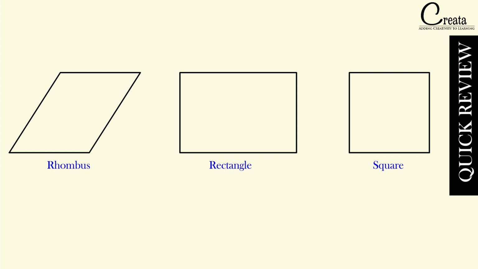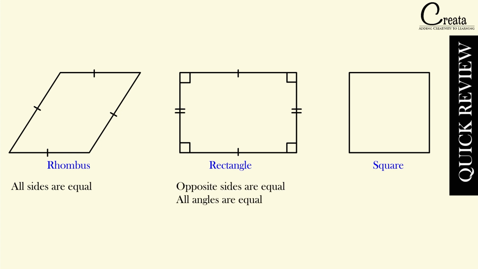Just a quick view: a rhombus is a type of parallelogram in which all the sides are equal. A rectangle is a type of parallelogram in which opposite sides are equal and all the angles are 90 degrees, that is, 90, 90, 90, 90. A square is a type of parallelogram in which all the sides are equal as well as all the angles. Rhombus: all the sides are equal. Rectangle: opposite sides are equal and all the angles are 90 degrees. Square: all the angles are 90 degrees and all the sides are equal.